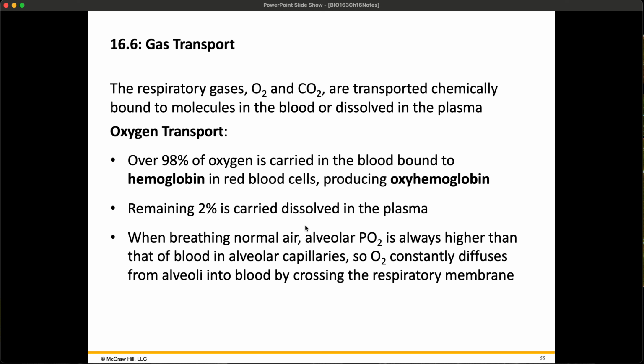Think about a soda. The reason sodas are fizzy and bubbly is because carbon dioxide gets dissolved into them. They take this gas and force it into the liquid to make it dissolve. That's kind of what happens with oxygen. The pressure within the blood vessels is so high that it forces oxygen to dissolve into your bloodstream. When you breathe normal air, alveolar PO2 is always higher than that of alveolar capillaries, so it's constantly diffusing across that respiratory membrane.